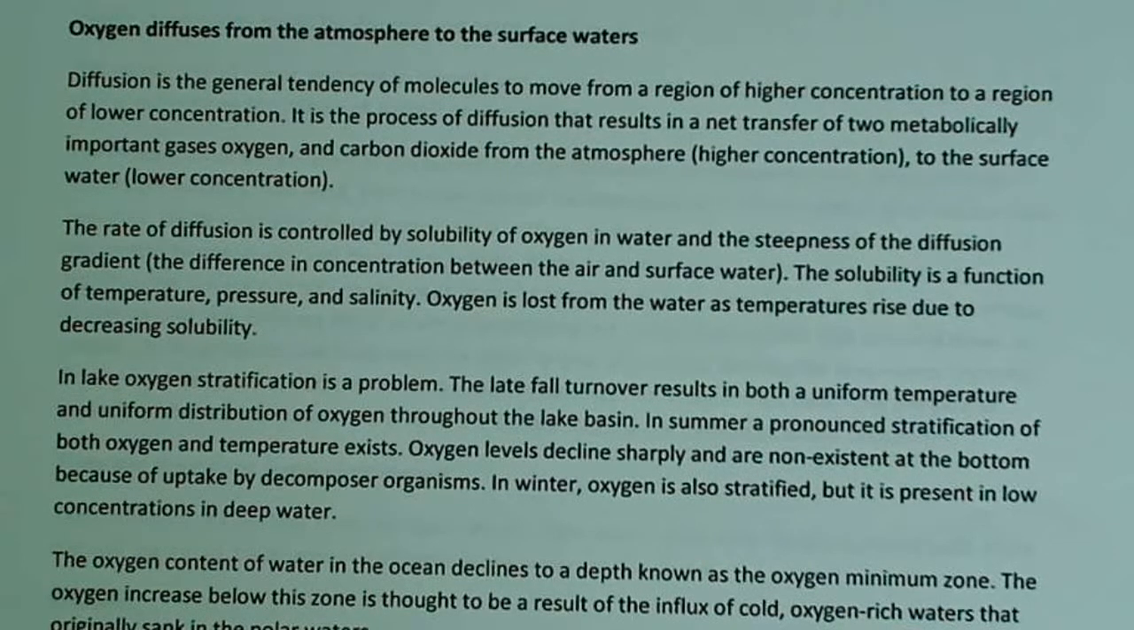And the rate of diffusion is controlled by the solubility of oxygen in water and the steepness of the diffusion gradient. Okay, and that's the difference in the concentration between the air and the surface water. So that's what the diffusion gradient is. And the solubility is a function of temperature, pressure, and salinity. So oxygen is lost from water as temperature rises due to decreasing solubility.